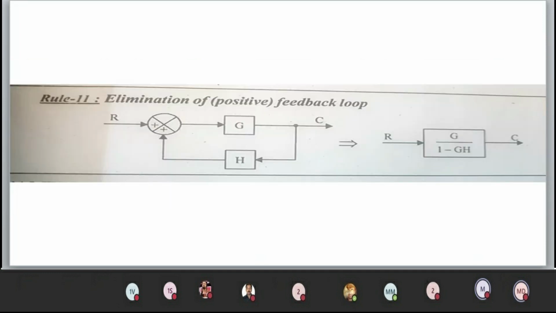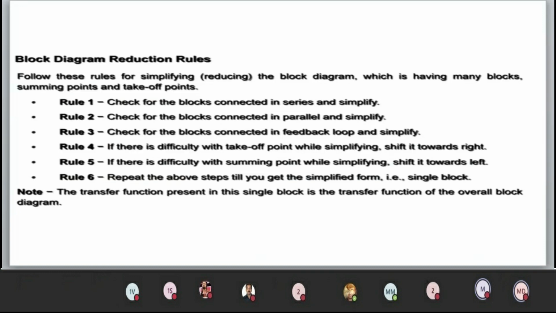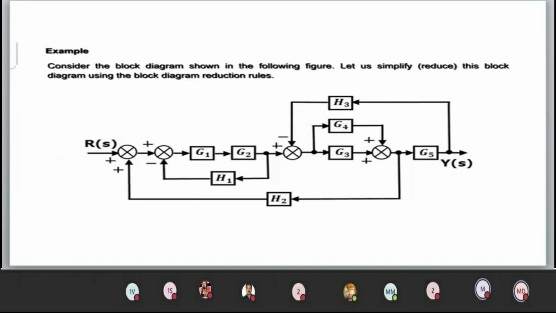Rule 11 is elimination of feedback path, positive feedback. So G divided by 1 minus G of H. The same steps, only instead of plus you have minus here. And we started with this problem. Kindly understand one thing. On seeing the problem itself, your approach must be sharp. Two blocks are connected in cascade. Simplify. Two blocks are connected in parallel. Please take care if the arrow mark is towards the forward direction. We call it parallel.